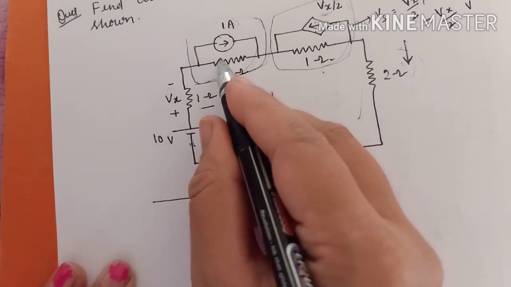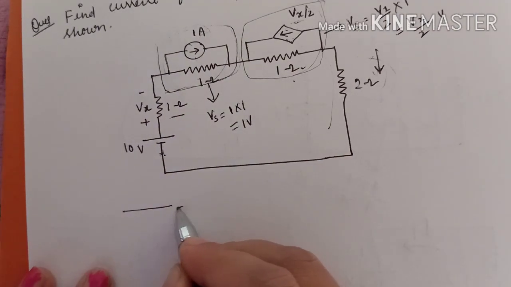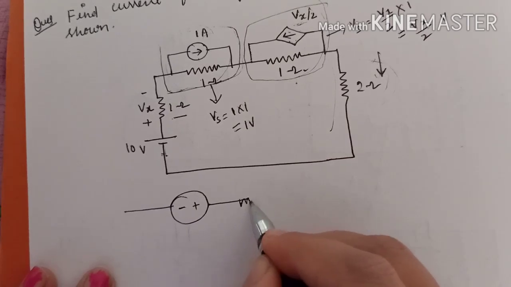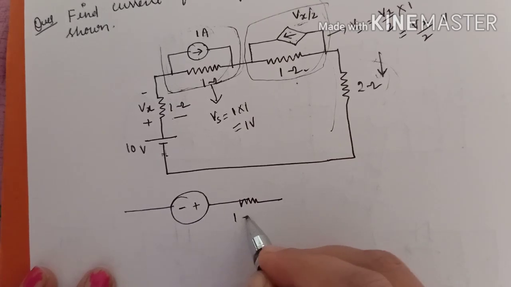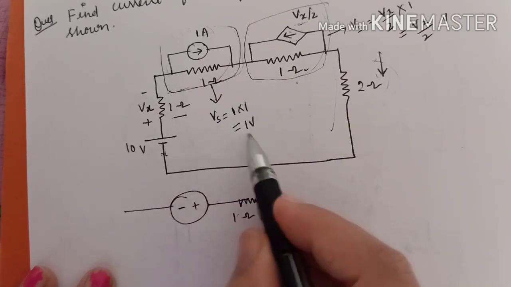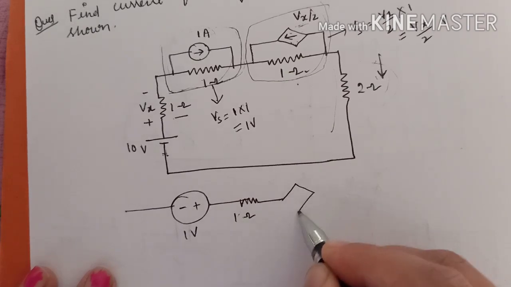So this current source is converted into a voltage source. So one voltage source in series with its internal resistance. The internal resistance value will be the same, and this we already got. So this is 1 volt. Next, this also you have converted.